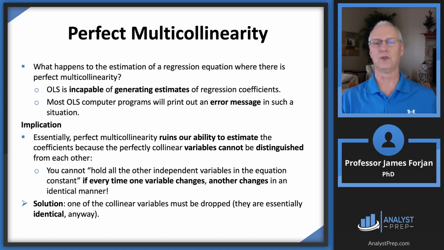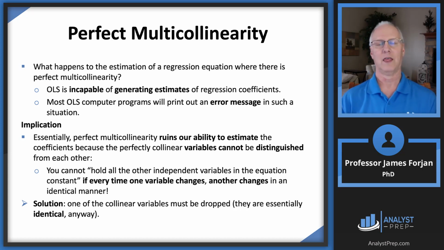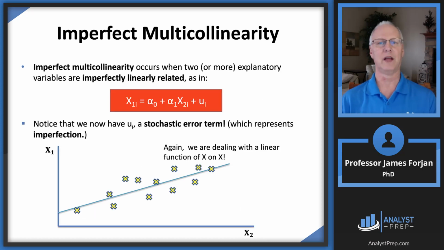Now this, of course, is really interesting because this occurs at the extreme. Well, what we're trying to do here in these next slides is we're going to look at imperfect multicollinearity. How close do we have to get before it starts causing problems? So look at the solution that I have written there at the bottom. One of the collinear variables must be dropped. They are essentially identical anyway. All right, that should make perfect sense. Now, how about imperfect multicollinearity? So these are when two or more of the independent variables are imperfectly linearly related.